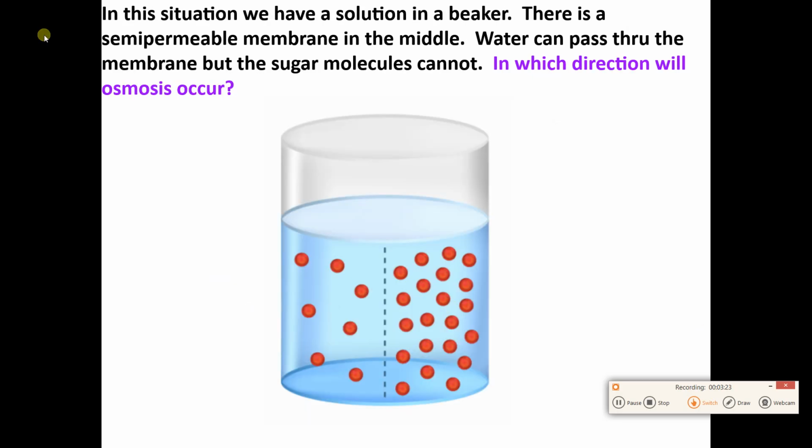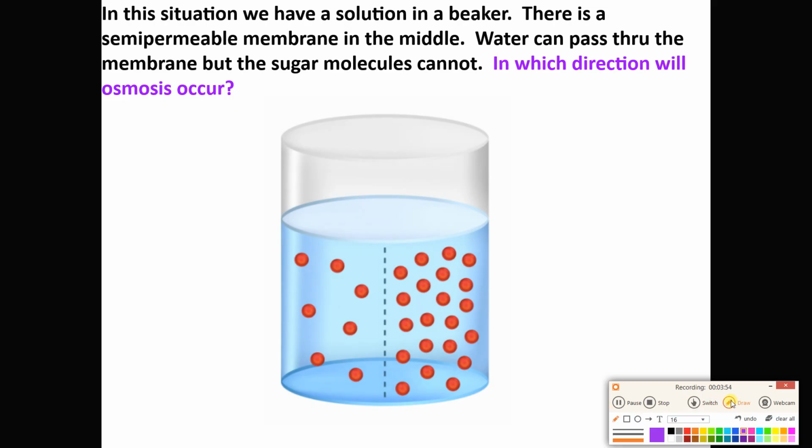All right, so here is a question for you. We have a beaker with a watery solution in it. There is a semi-permeable membrane running down the middle. I have water on both sides and sugar molecules on both sides. Water can go through this membrane, but the sugar molecules are too big. So looking at the picture here, which way will osmosis occur? In other words, which way will water diffuse?